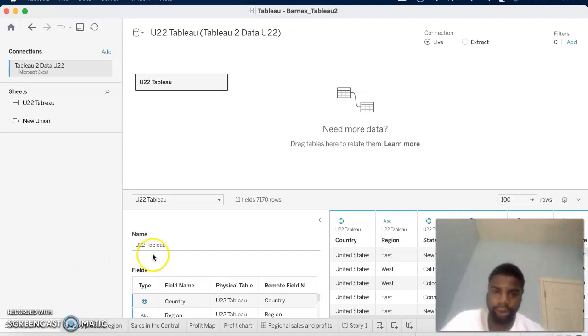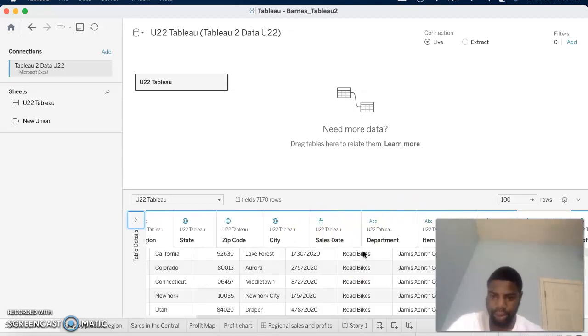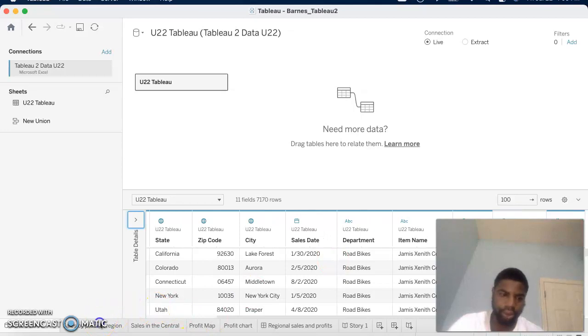It starts off with the data, and the data retains information like the countries, the regions, state, the zip codes, the sell dates, profits, and profit ratios.